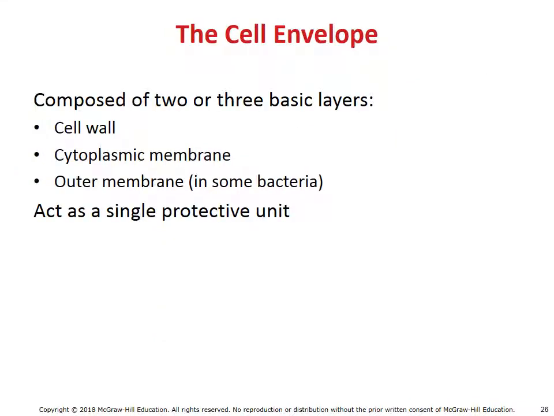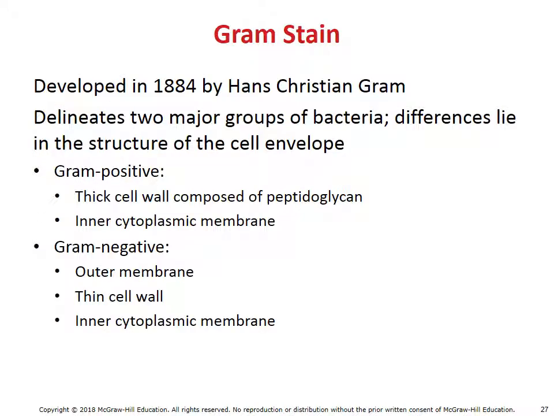The cell envelope is going to be an important thing that we should discuss. The cell envelope is going to be made up of essentially 2 or 3 basic layers: the cell wall, the cytoplasmic membrane, and for some bacteria, an outer membrane. It acts as a basically centralized protective unit, and so the idea here is gram staining really has a major role in showing us the difference in these cell envelopes. So let's discuss gram staining for a bit.